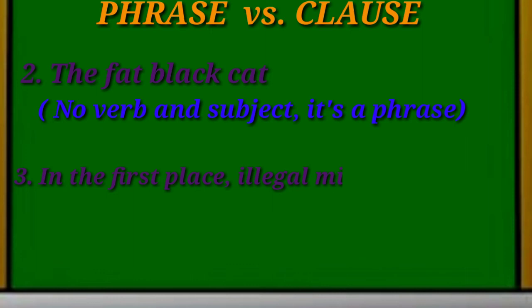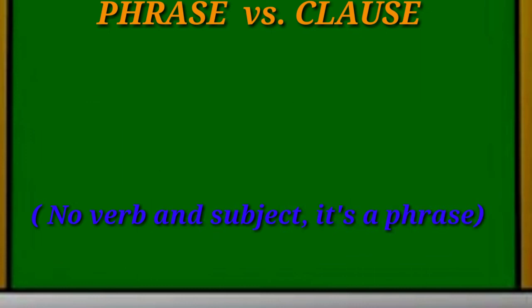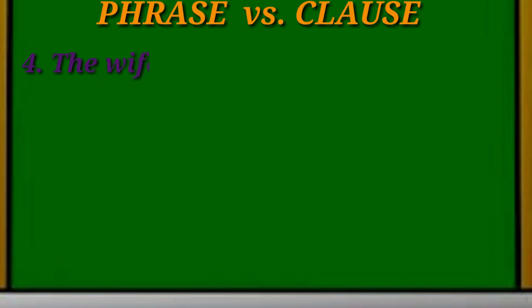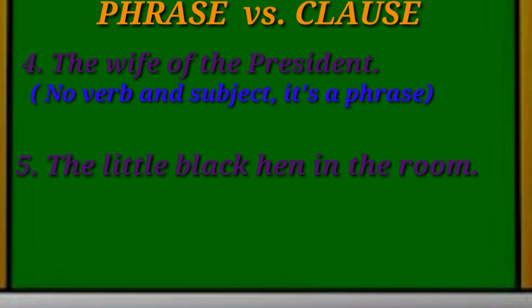3. In the first place, illegal mining activities. No verb and subject. We have a phrase here. 4. The wife of the president. No verb and its subject. So we have a phrase. 5. The little black hen in the room. No verb and its subject. So we have a phrase.